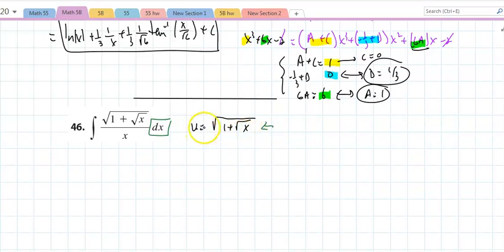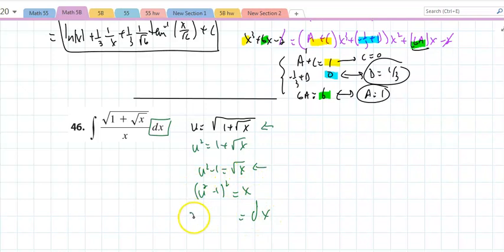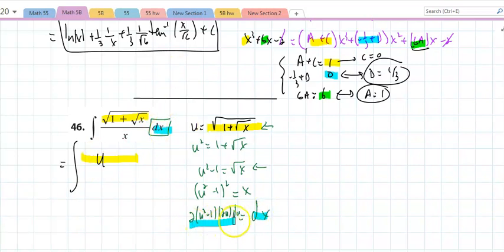This is advanced u sub. Square both sides. Still not enough. If I take a derivative now, I'll get 1 over twice the radical. I don't want that. Solve for x, and square both sides again. Now if I take a derivative, that is 2 into u squared minus 1 times 2u du. Well, fill in the blanks and don't lose track. This was my u. Dx is all of this mess.